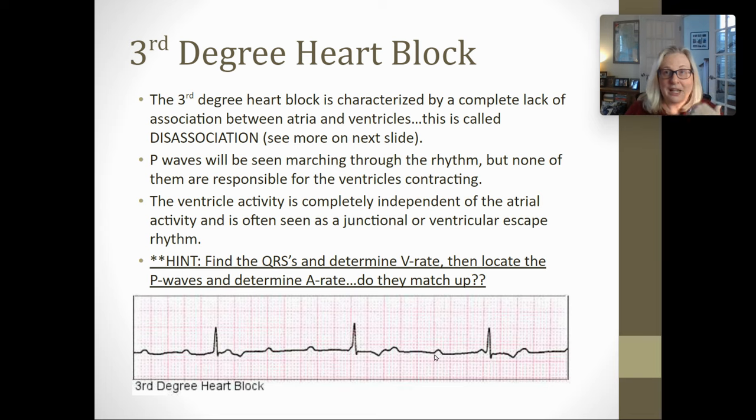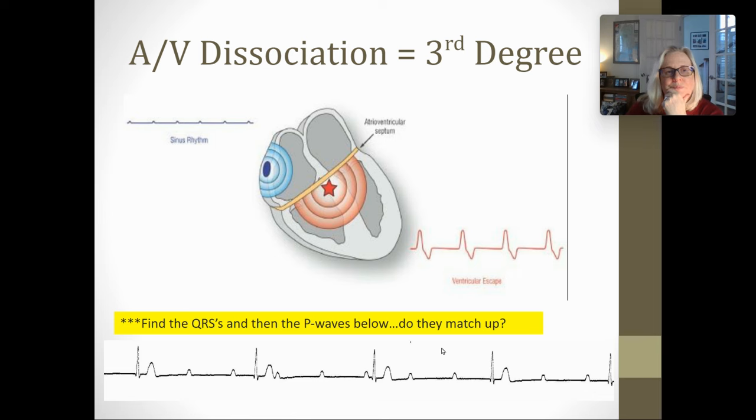So the P waves, like I said, they get upset and worried. So they go into panic mode and start going fast. And the QRSs can't hear them. So they're just on vacation in the lounge chair. We'll look at some more.